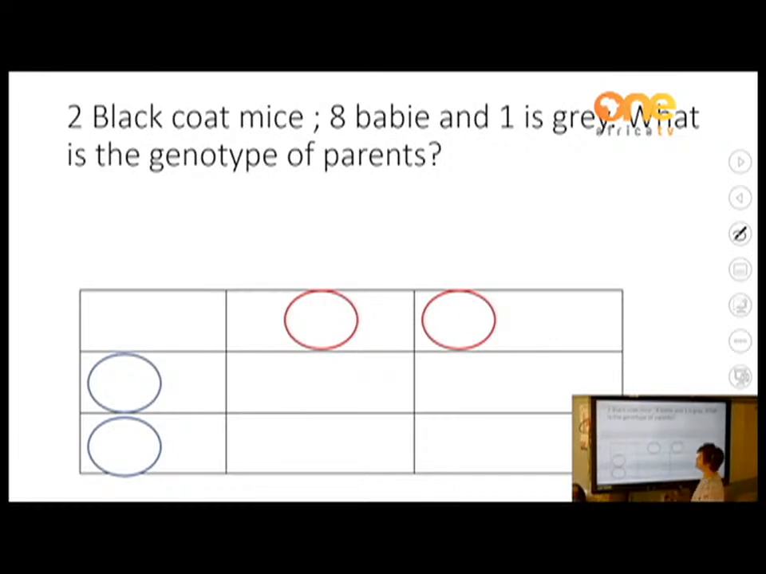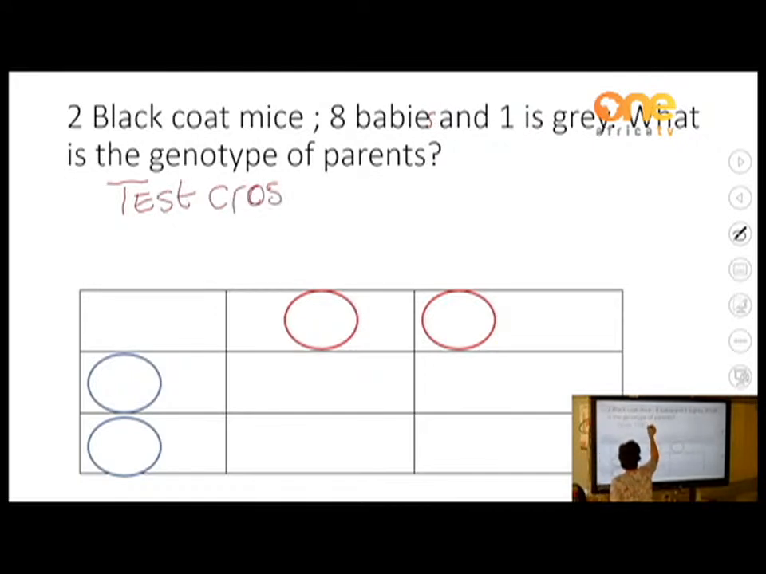Two black mice have 8 babies, and 1 is grey. What is the genotype of the parents? Show it with a test cross. This is where I do not know the parents, so I can do a test cross.